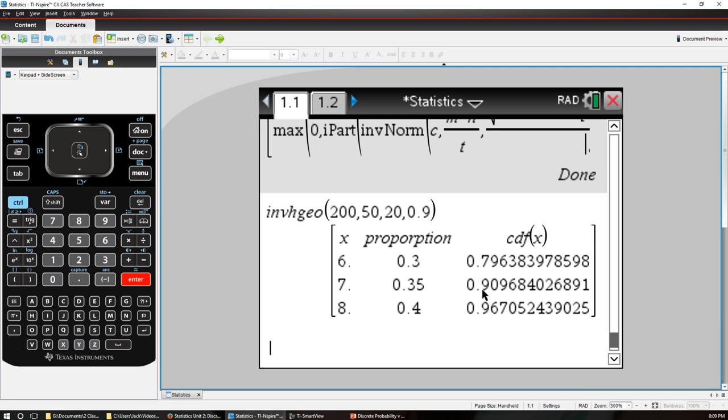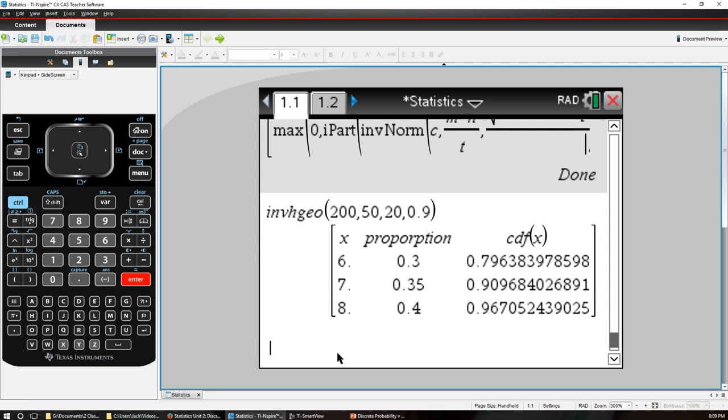And notice it first reaches above 90% right here at 7. 8's going to be well over that. 6 is not going to be quite there. So if we're looking when the first time it actually reaches that, we're looking at 7. It's actually almost 91% there at 7 for cumulative probability. But this would be the 90th percentile, or really almost the 91st percentile as well.